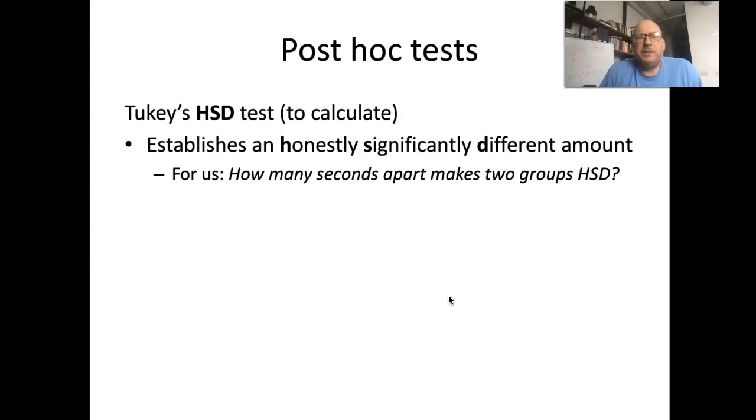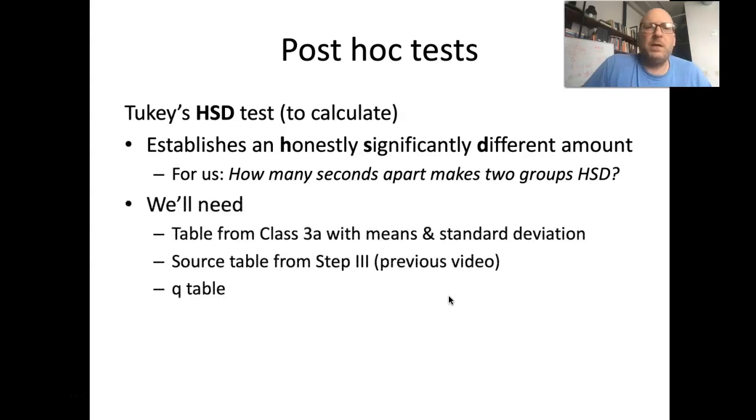But the method here is that we're going to actually do something like a mirror image t-test and wind up with a critical value that's actually in the units of seconds. So get what you need. We'll need the table from class 3A with the means and standard deviation, a source table from the previous video, and that's from step 3, and then a Q table.